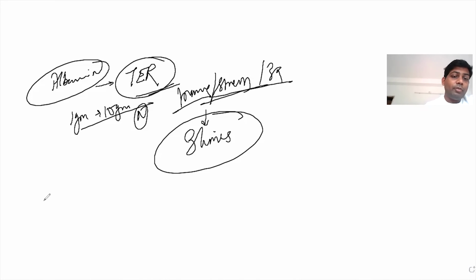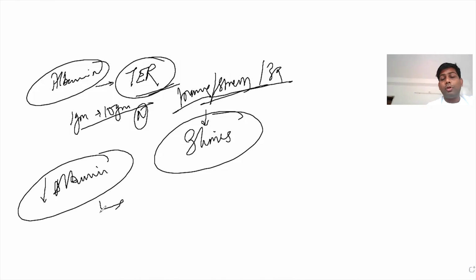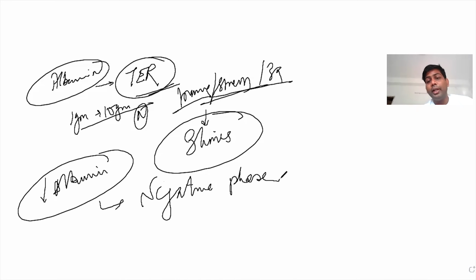See, so the albumin level will decrease or increase? Decrease. So after stress, after metabolic response, after inflammation, whatever it be, the albumin level will decrease. So what do we call this? We call this a negative phase reactant. Remember, acute phase reactants are positive and negative. So there is something called negative phase reactants.